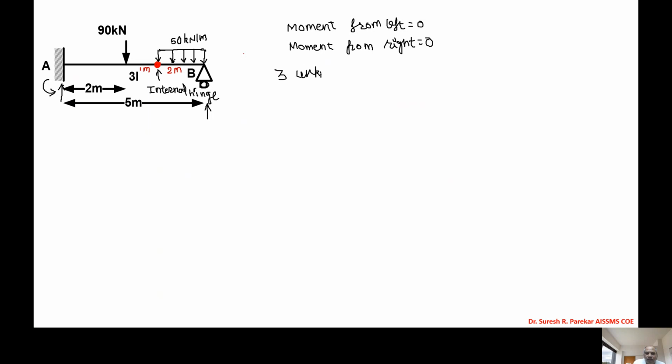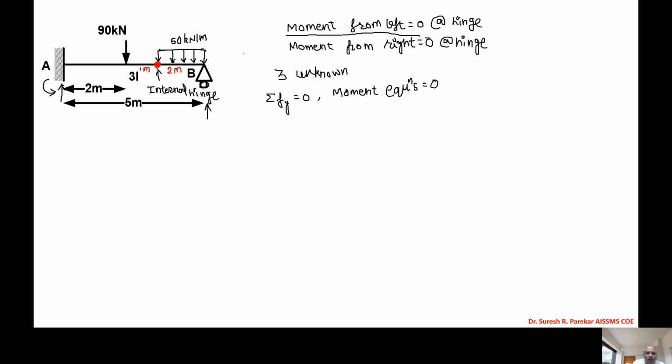Now how many equilibrium equations do we have? We have sigma Fy equal to 0, and then two moment equations. Moment from the left equal to 0 about the hinge is one equation, and moment from the right equal to 0 about the hinge is also equal to 0. So that is 2 moment equations. Now we have 3 unknowns and 3 equations.